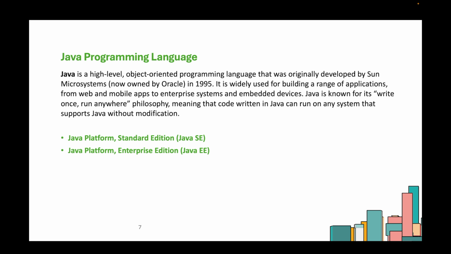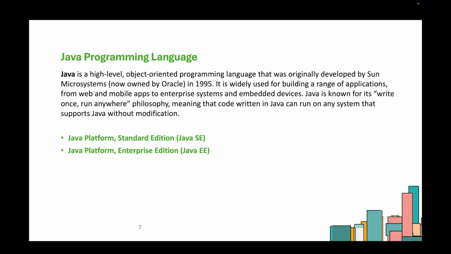Now come back to the Java programming language. Java is a high-level object-oriented programming language that was developed by Sun Microsystems initially, then acquired by Oracle. Using Java, we can develop a lot of different kinds of applications: web applications, gaming applications, Android applications, and a lot more.